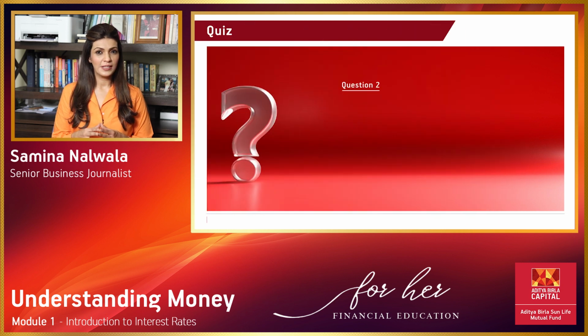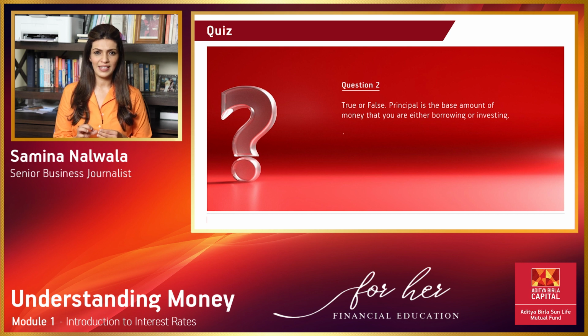Question 2. True or false? Principal is the base amount of money that you are either borrowing or investing. A. True. B. False.